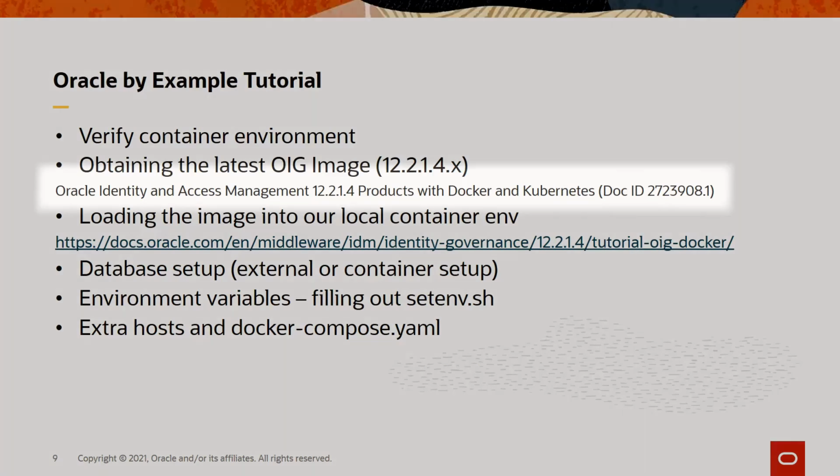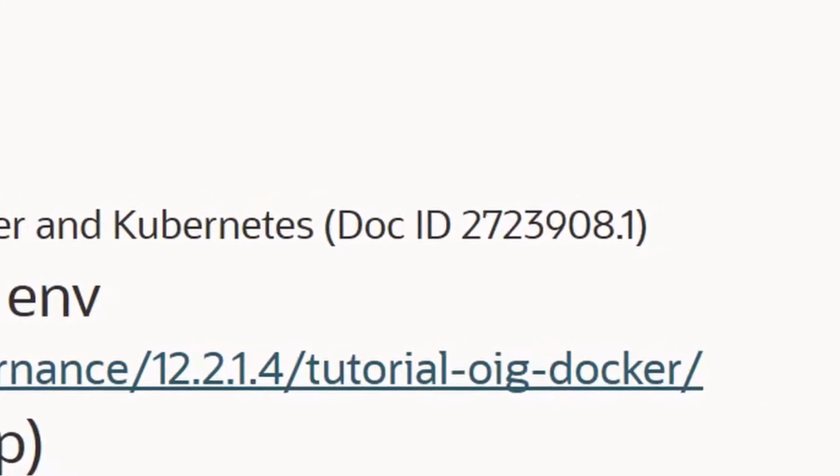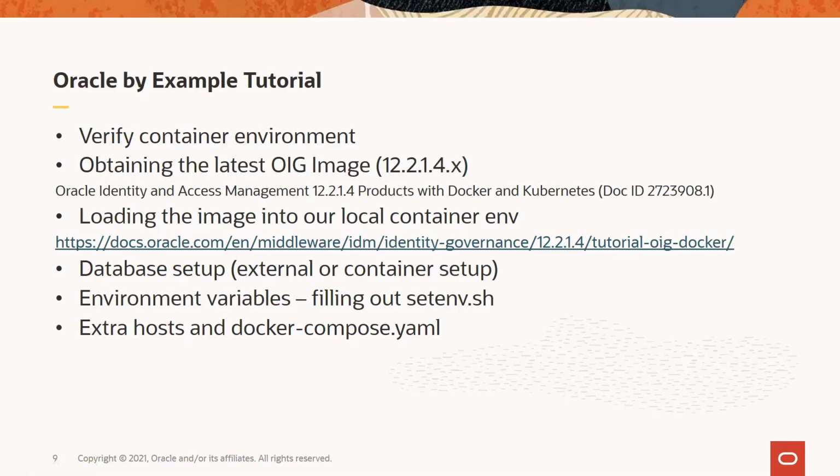Note the article number shown here. That article has all the information and the patch numbers for the pre-built container images. So I've already downloaded a couple of those that we can use. And those were in the downloads folder. So we'll need to unzip them. And then we'll need to load the tar file images into the Docker repository so that we can generate containers from them. Once the images are loaded, we are ready to start with the OBE tutorial.